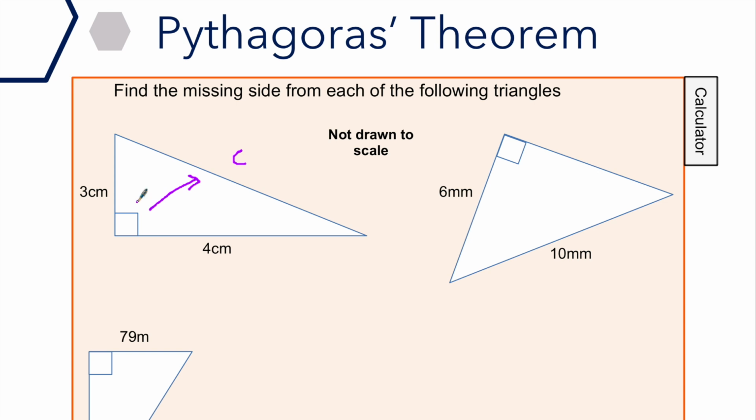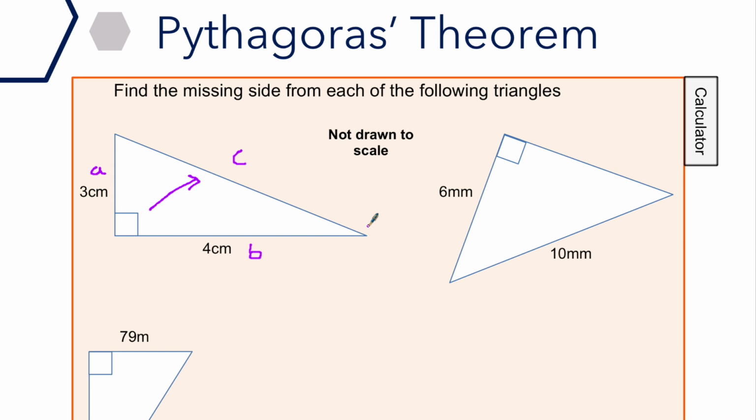Right, so once you've done that, you then need to label the other two sides either A or B, and it doesn't actually matter which way round you do it. So I could label this side as A or I could label it as B and vice versa. So the way that I'm going to do it is to label this side A and I'll label this one B.